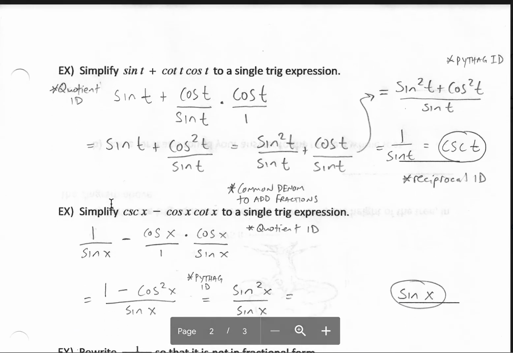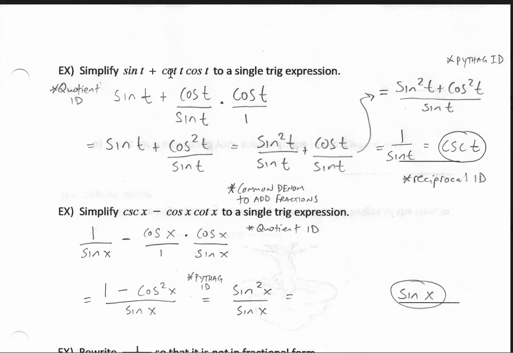All right, on to the next example here. See if you can maybe pause it and do a first step. Try and rewrite anything that you see using either those quotient properties or reciprocal properties. Well, sine, we're not going to rewrite. In general, this is a tip that I'll give you in the next video as well. In general, if you're ever stuck, try and get things in terms of sine and cosine.